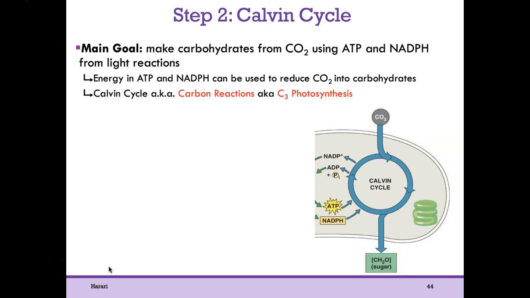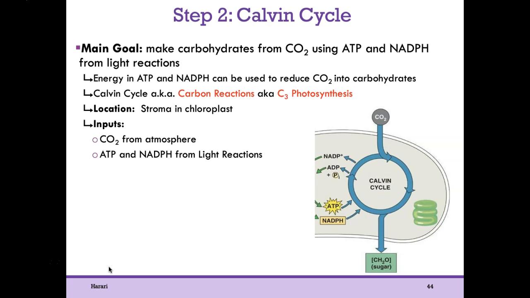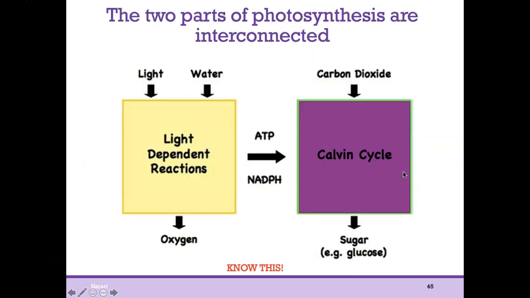Right. So Calvin cycle is also known as carbon reactions, also known as C3 photosynthesis, a lot of different names. This is occurring in the stroma of the chloroplasts, not the thylakoid. We get CO2 from the atmosphere, shown here, and then we have ATP and NADPH from the light reactions, and the outputs are carbohydrates. Right. This is a very, very good diagram to memorize. That shows the interplay of the two reactions.